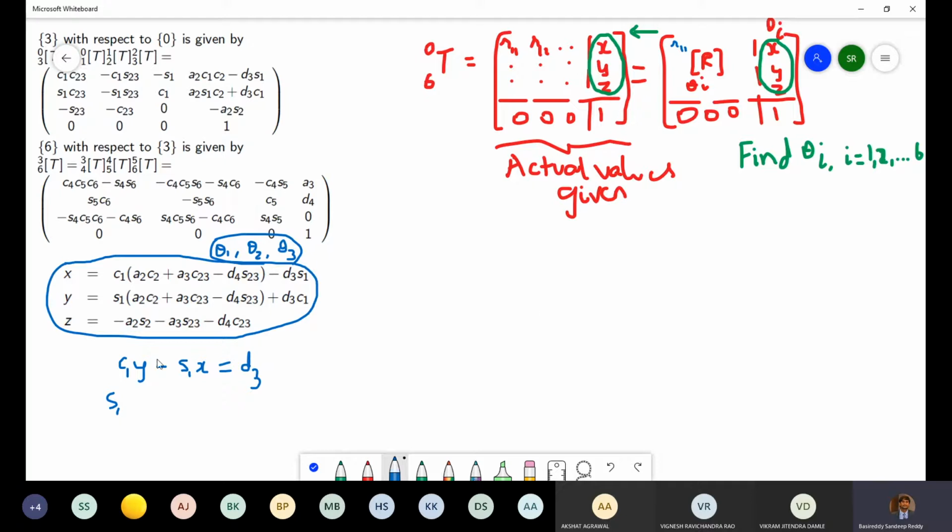Why is this equation not useful? This one, we know x, we know y, and we know d3. From this we can certainly calculate theta 1, right? Yes, so we should be able to. It's one equation in one variable, so yeah. So what will theta 1 be here? How do you do it?